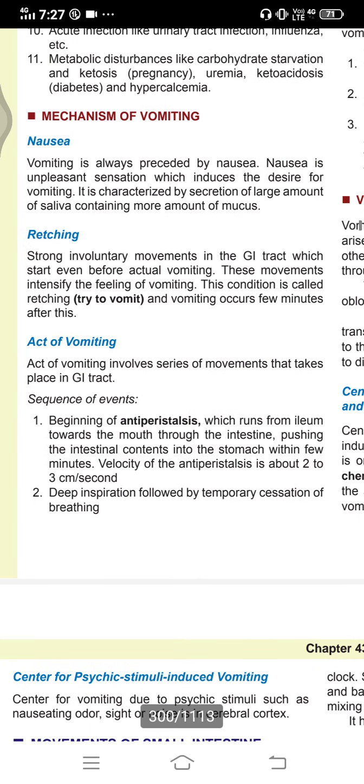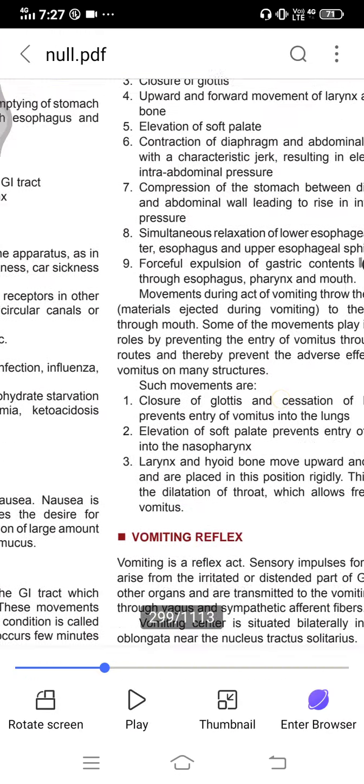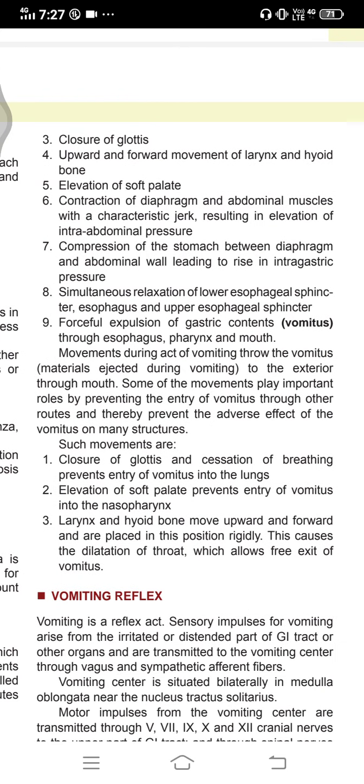The act of vomiting involves a series of movements in the GI tract. The sequence is beginning of antiperistalsis, which runs from the ileum towards the mouth through the intestine, pushing the intestinal content into the stomach within a few minutes. Velocity of antiperistalsis is about 2 to 3 centimeter per second. Deep inspiration followed by temporary cessation of breathing. Closure of epiglottis, then upper and forward movement of larynx and hyoid bone.